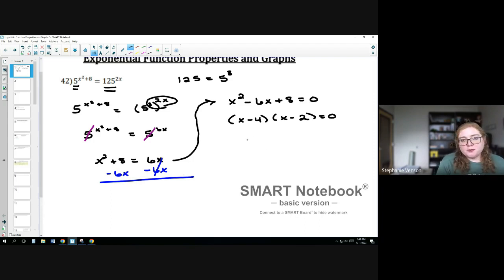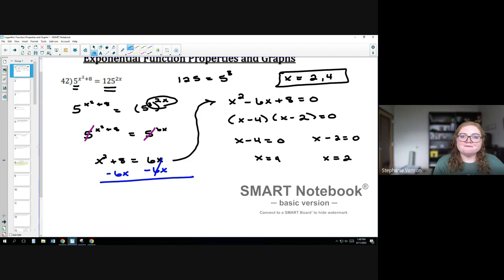Okay, so by the zero product property, I can set each one individually equal to 0. So I have x minus 4 equals 0 and x minus 2 equals 0. So from the first equation, I get x equals 4, and from the second equation, I get x equals 2. So for my final answer, I get x equals 2 comma 4. All right, there you go.